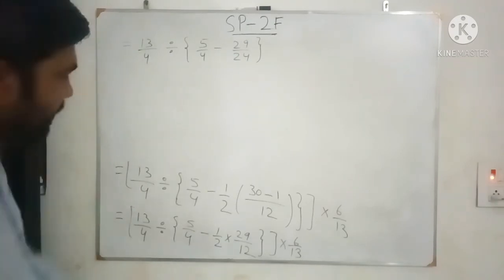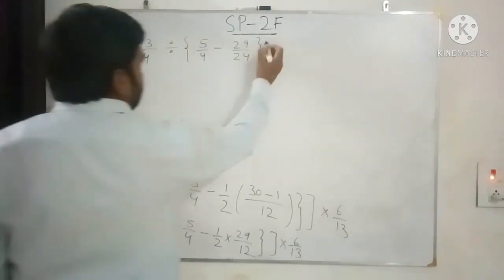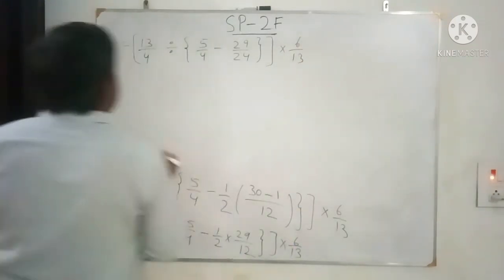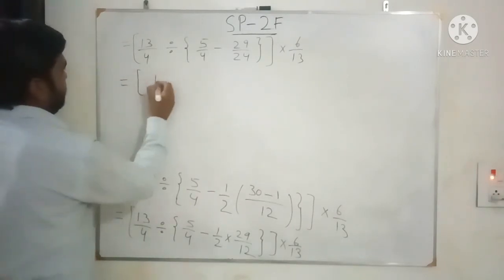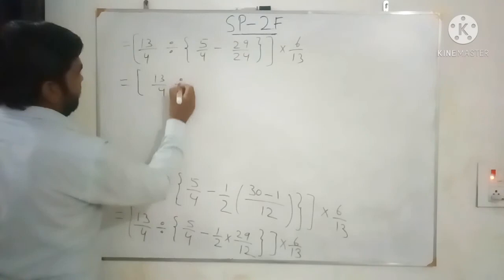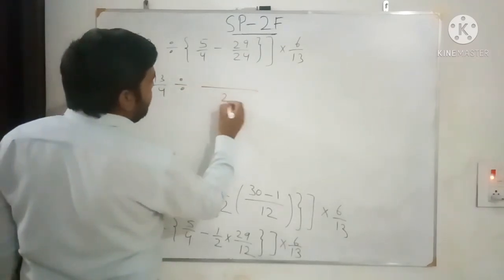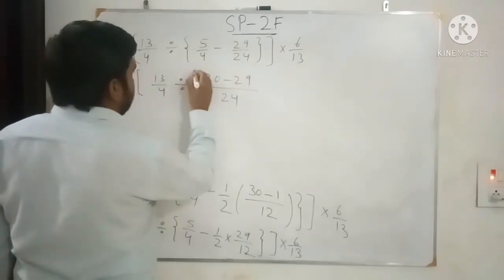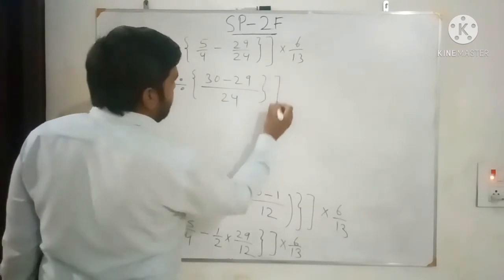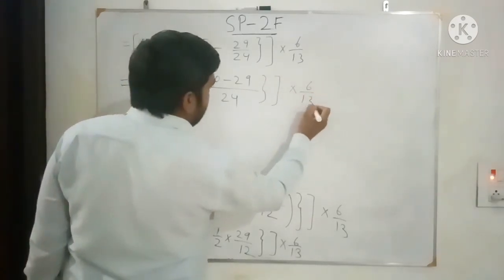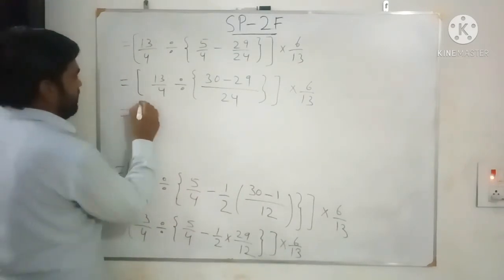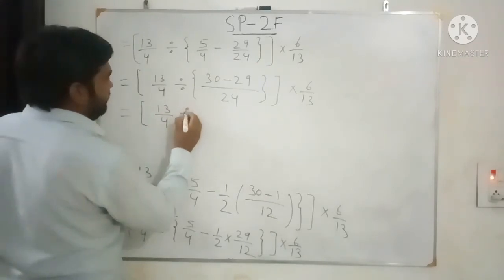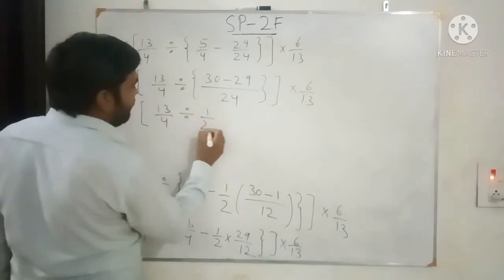Okay, let me take it from the beginning only. Multiply 6 by 13. Now take the LCM of 4 and 24, which is 24. 4 6s are 24, 5 6s are 30, 29. 30 minus 29 gives 1 by 24.